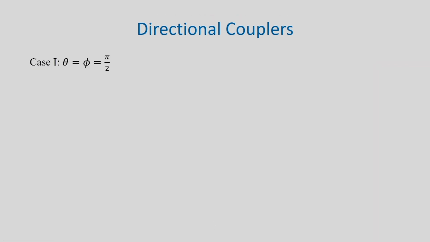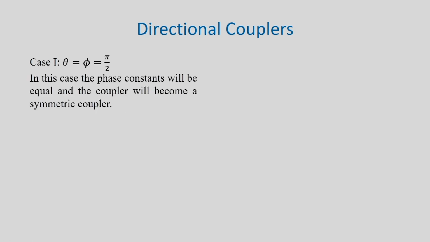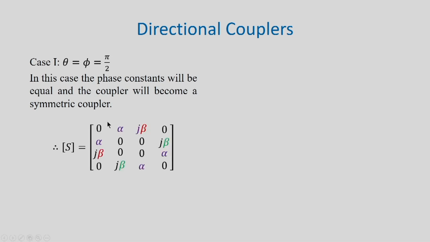Now, we consider two cases. Case 1, when theta equal to phi is equal to pi by 2. In that case, the phase constants are equal and the coupler will be a symmetric coupler, for which the S parameters will be given by 0 alpha j beta 0, alpha 0 0 j beta, j beta 0 0 alpha, and 0 j beta alpha 0.